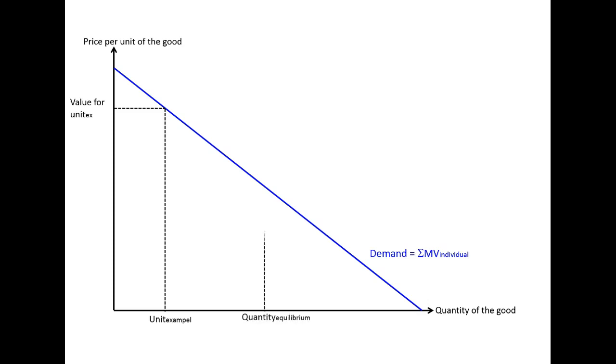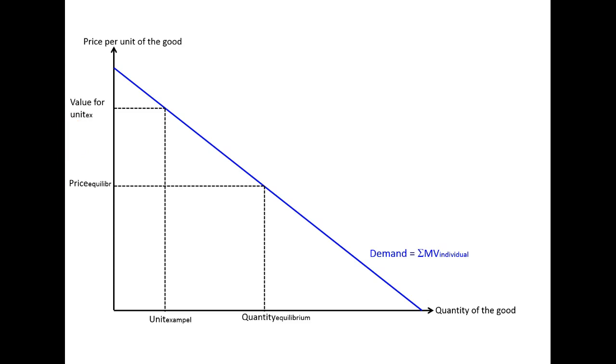And since marginal utility is diminishing, if we are increasing the quantity up to the quantity equilibrium, for instance, then the marginal value for that unit has to be lower than it was for the example unit. So the marginal value has gone down, which we see here. The price equilibrium is lower than the value for the example unit.